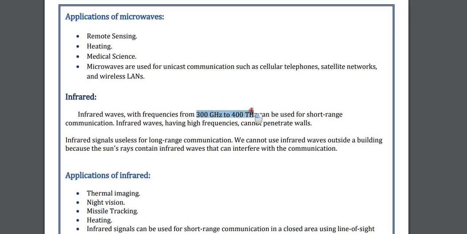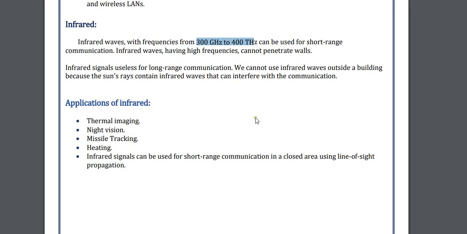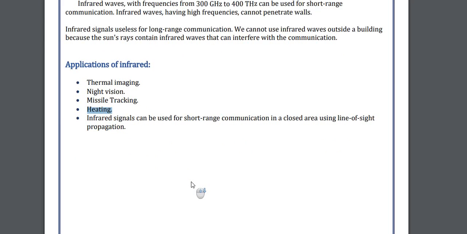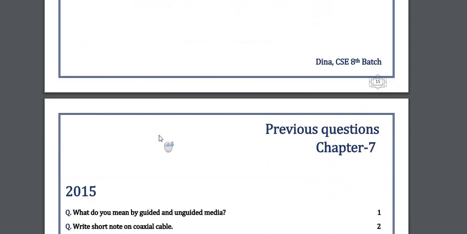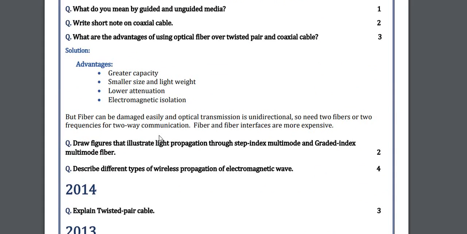Infrared works from 300 gigahertz to 4000 terahertz. The applications of infrared are thermal imaging, light, night vision, health and heating, tracking, and so on.